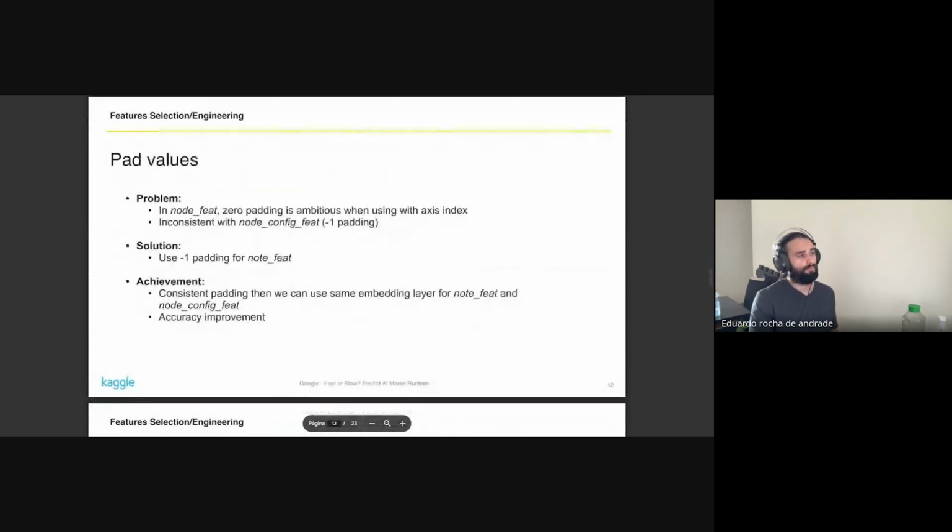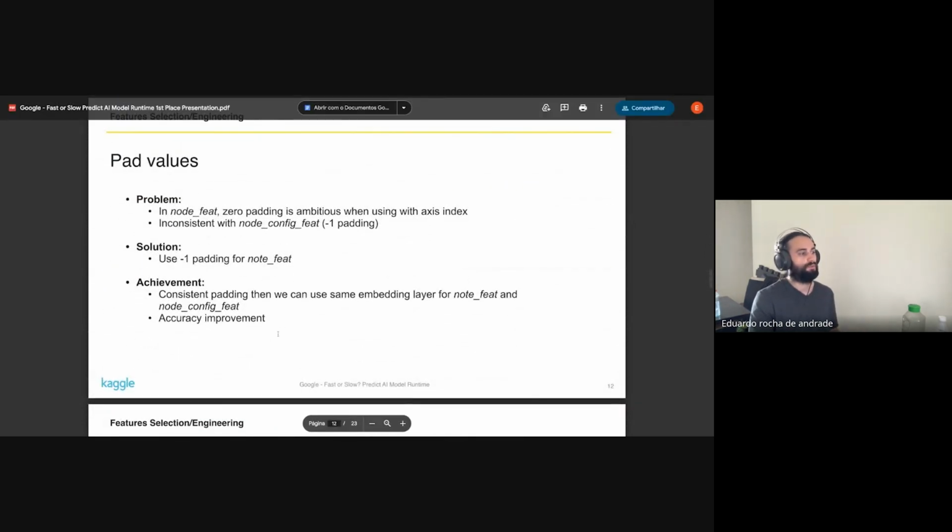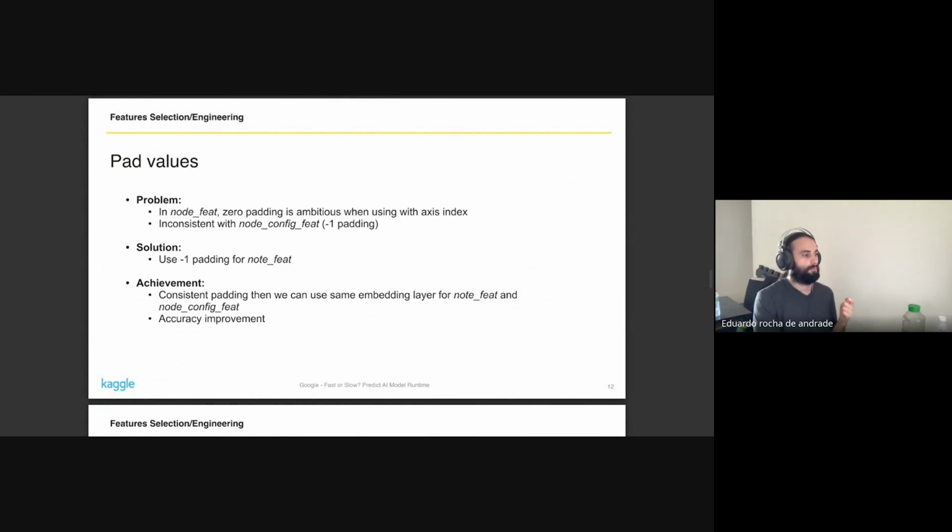Another thing, still on the data that we changed, that also gave a tiny boost: we noticed that for the node feeds, the last features from the 134th forward were 0 padded, but this padding was a bit ambiguous because those features were related to the index, and 0 is a valid number. So having 0 padding is kind of weird.